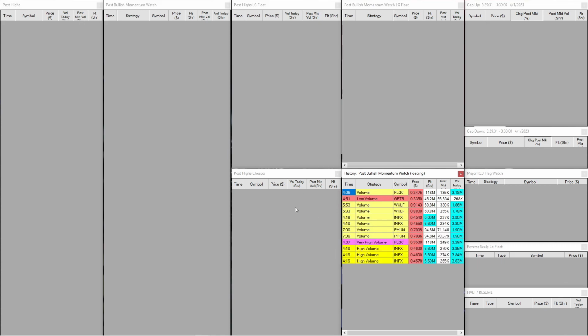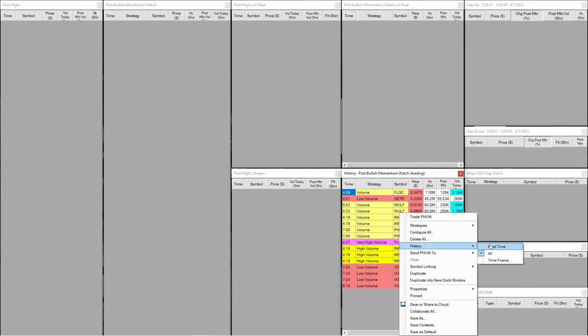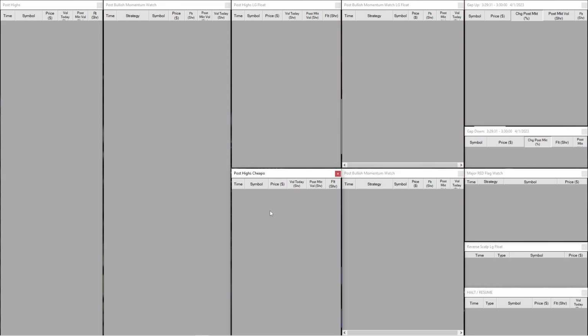We've got this one, post highs cheapo, and this is post bullish momentum watch, again, cheapo. You'll see that the price is always going to be cheap stocks. So these are the cheapo scans. Again, I'm not too in love with these scanners, but especially in pre-market and post-market, the market seems to love cheapos. I know we have traders in chat that are really good at trading cheapos. So keep an eye on these two scanners and you can get value there.